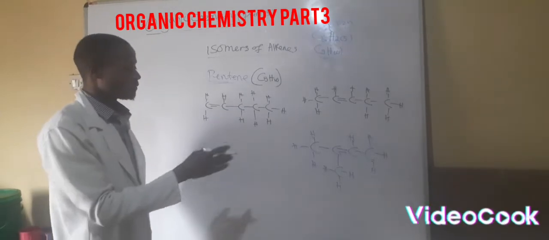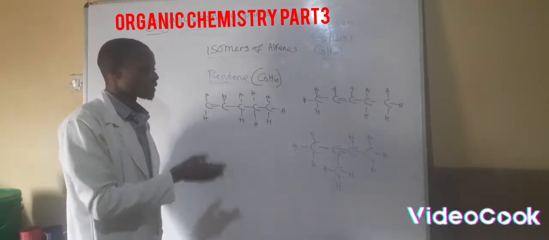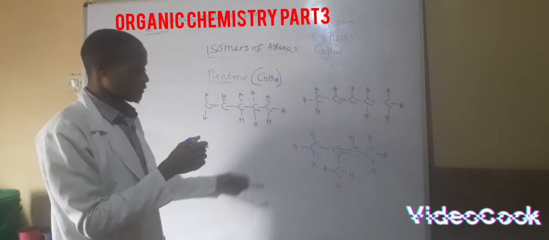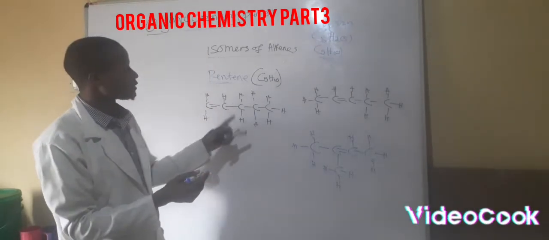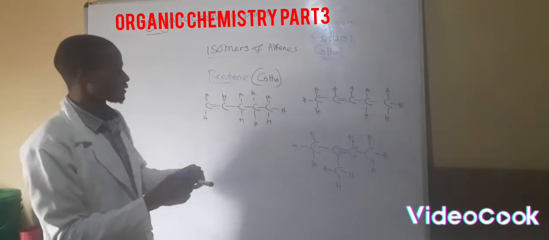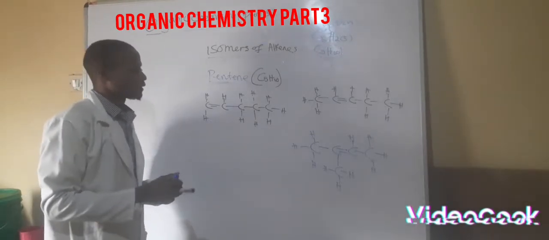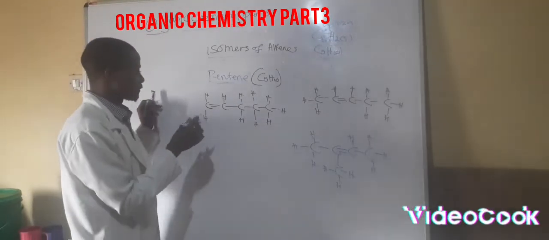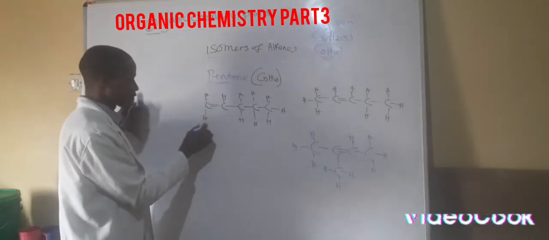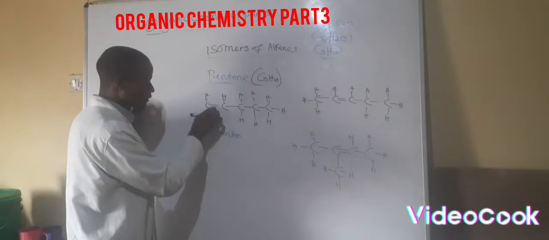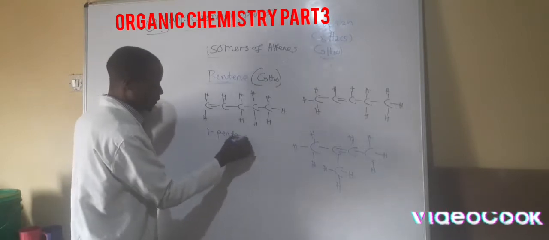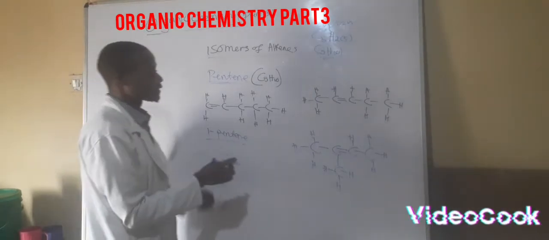Okay, so we want to name these isomers. I'm not saying these are the only isomers for pentene. We have a lot of isomers of pentene. Maybe there are 1, 2, 3, 4, maybe 4 or 5. So let's name these. This is 1-pentene. The double bond is at carbon 1. 1-pentene.